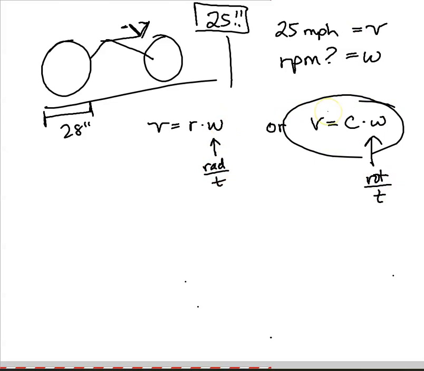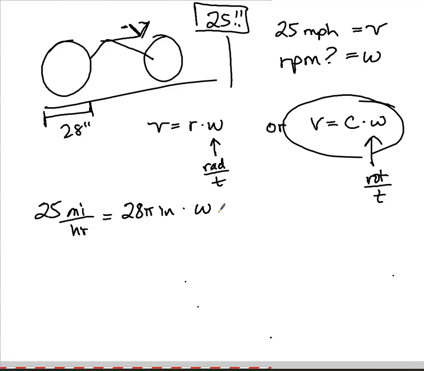So, all right, let's set up our equation. We know the velocity is 25 and we know it's miles on top per hour. Equal to circumference. So I can get the circumference. This is the diameter, remember, so the radius was 14. So the circumference is 2 pi r, so 28 pi, and that is in inches. The units are really important here, times the angular. I'm going to leave it just a W for now, okay?